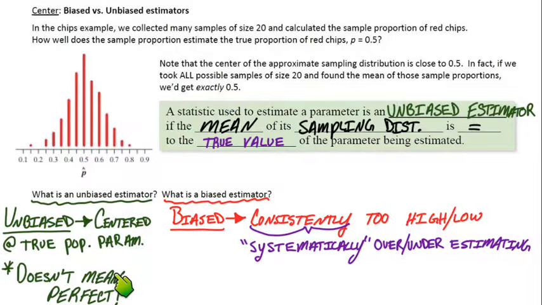That doesn't mean it has to be perfect, right? Especially when we're running simulations, right? This doesn't look perfect, but still it's centered where we want it. So unbiased doesn't mean perfect, but it is centered where we would like it to be centered.